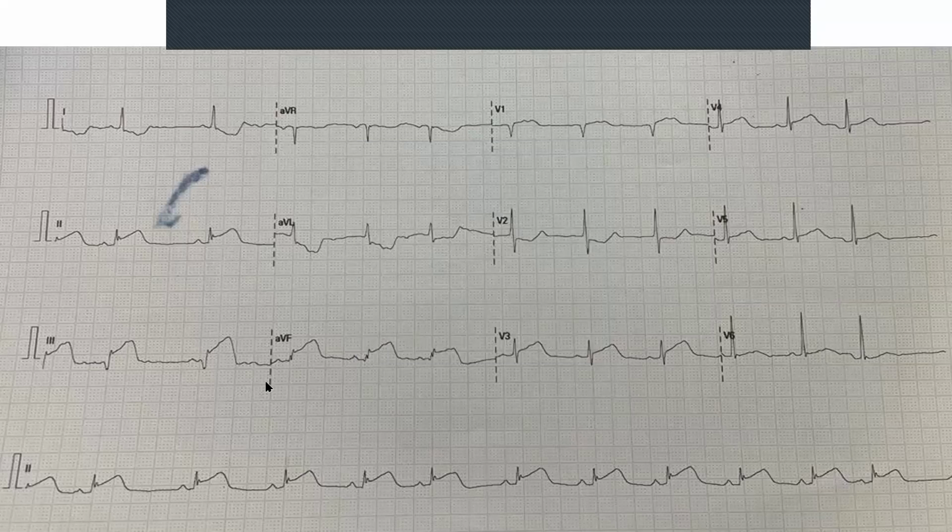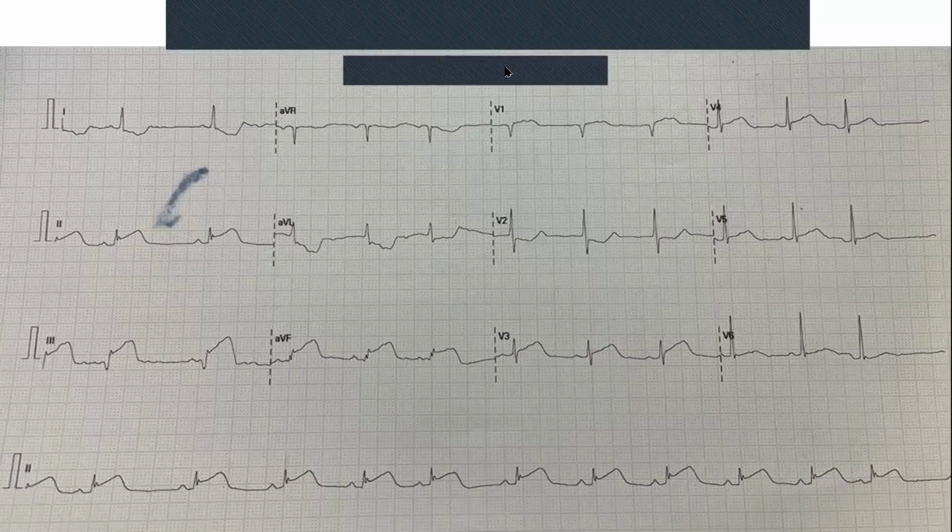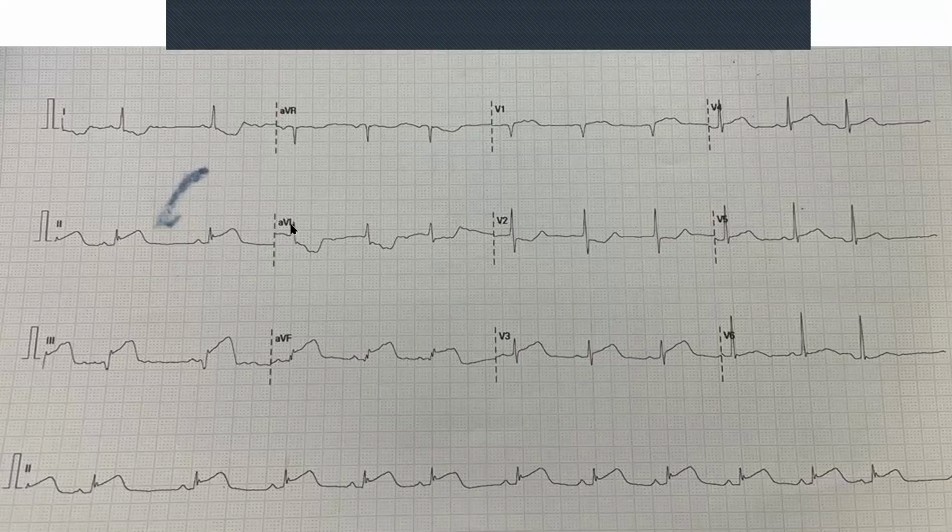So let's talk about the rhythm now. When we analyze rhythm, we analyze, number one, the P waves. So we look at the morphology. In this case, the P waves themselves are actually quite normal. They look normal, they seem okay, there's nothing much.